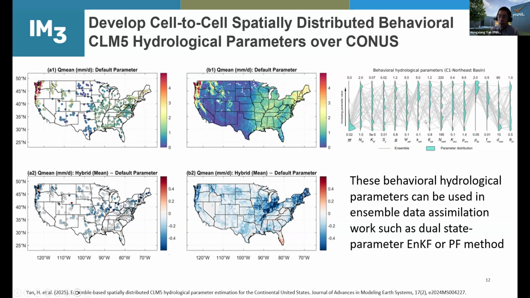And this picture shows what the behavior parameters look like. Surface parameter and canopy parameter are very easily identified, but other parameters show more parameter equifinality issues. They are less easy to identify, and this can be helpful in the ensemble Kalman filter or the particle filter for dual state parameter estimation.